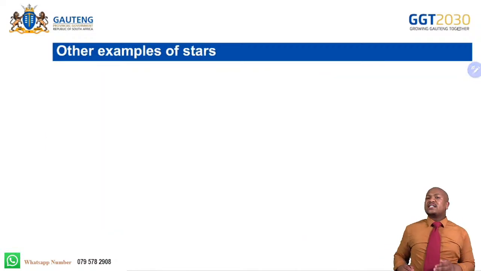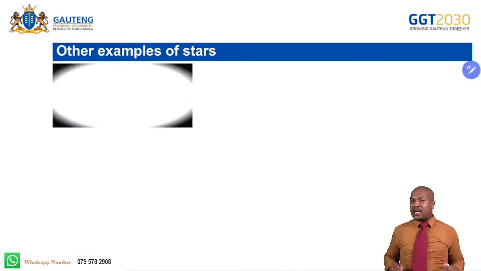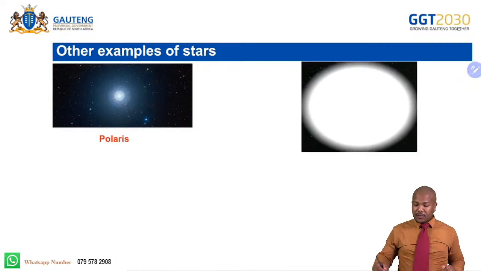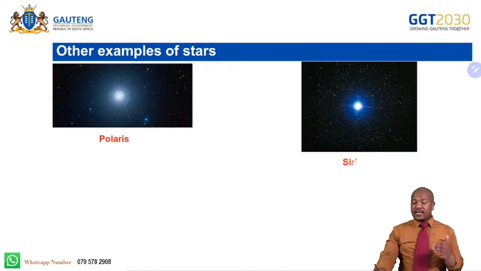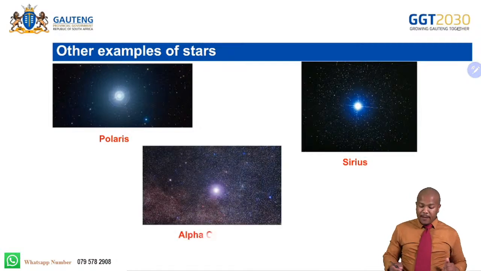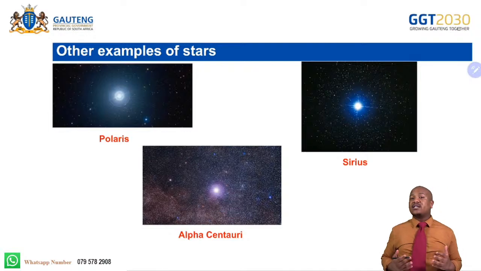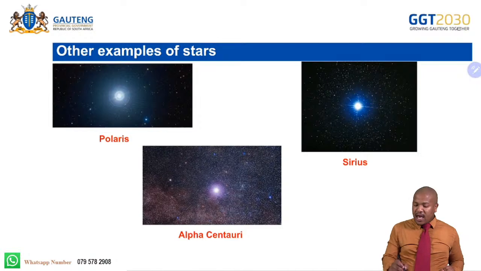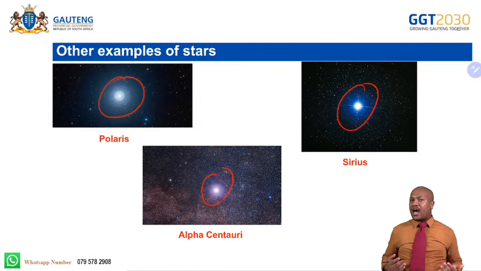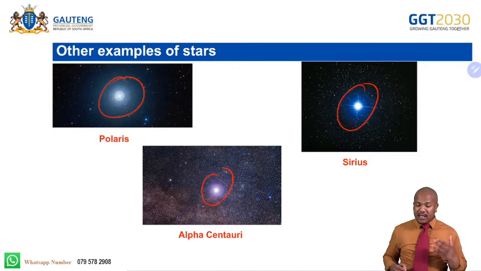Now, what are some other examples of stars? These are some examples as well: Polaris, the Sirius star, and also the Alpha Centauri star, which we learned more about in grade 8. As you can see here, they are shiny points in the night sky, and they are balls of burning gas in the sky.